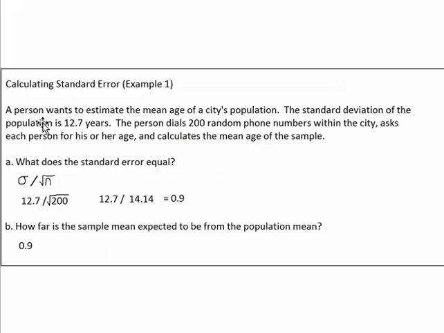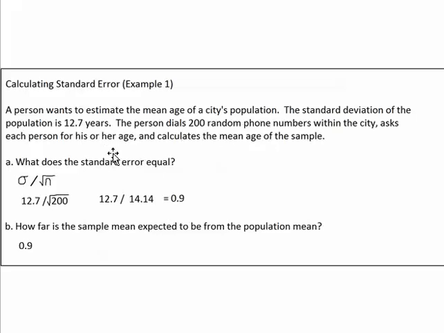The standard deviation of this population is 12.7. That's the amount of dispersion in the ages in the city. The person dials 200 random phone numbers within the city, asks each of the 200 people for his or her age, and calculates the mean age of the sample. The person adds the 200 ages and divides by 200 to get a sample mean.